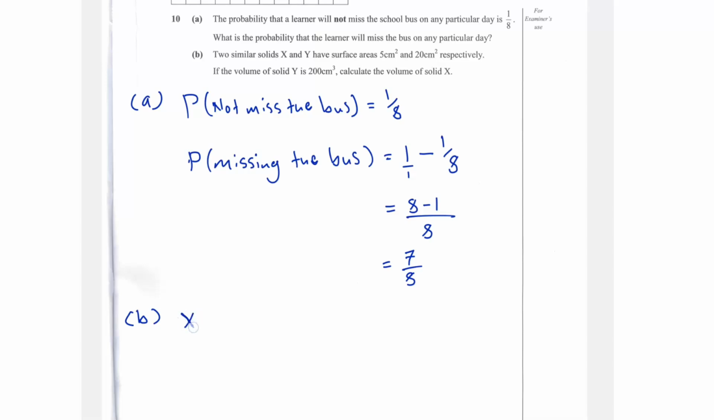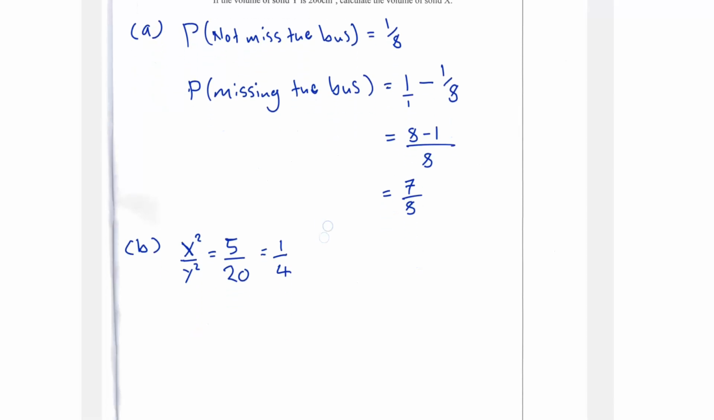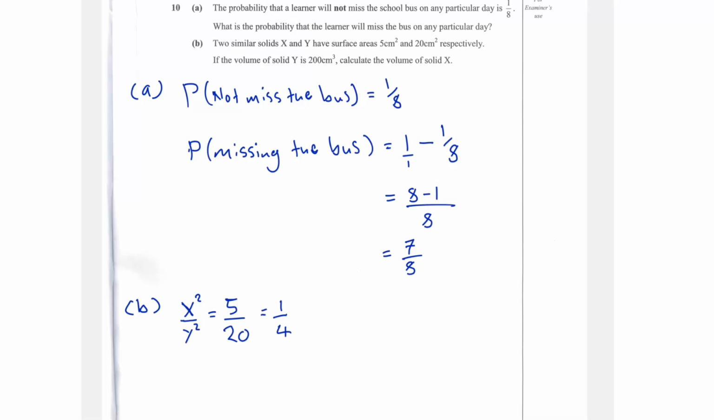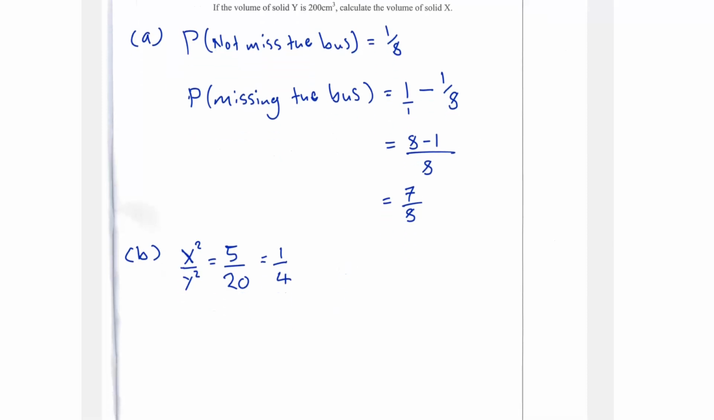You have X and Y, so the ratio of their surface areas is to the power 2. The first one is 5, and the other one is 20. So 20 and 5 can be reduced: 5 into 5 is 1, and 5 into 20 is 4. So from here, in order to find the ratio of their volumes, we have to take it back to the ratio of their lengths. And how do we do that?